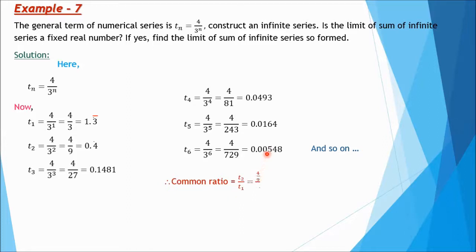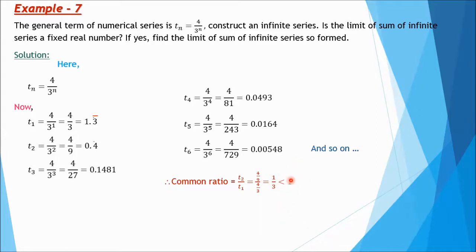T2 is 4 by 9, and T1 is 4 by 3. 4 and 4 will get cancelled. It will be 1 by 3. 4 and 4 will be cancelled, and 3 1s are 3, 3 3s are 9, which can be cancelled, and it will be 1 by 3, and it is less than 1. 1 by 3 is always less than 1.